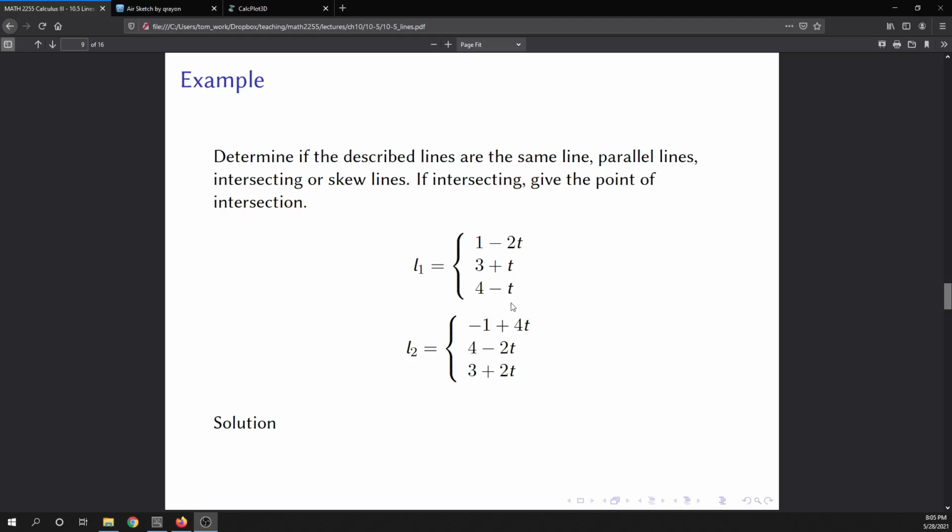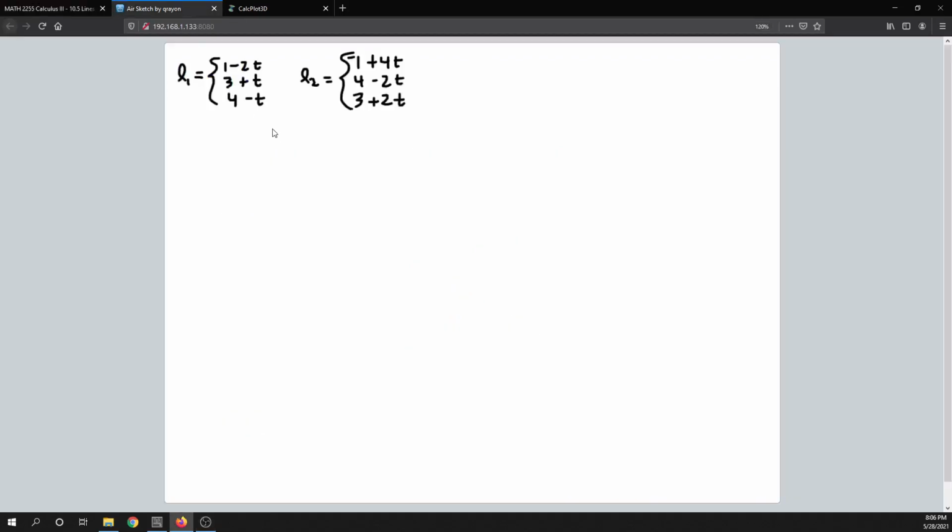These are specified in a different way than the other ways that we've talked about. It's not really the vector format, but more along the lines of the parametric format. They're basically saying x equals 1 minus 2t, y equals 3 plus t, z equals 4 minus t, and so on and so forth here. Okay? All right, so here are the lines.